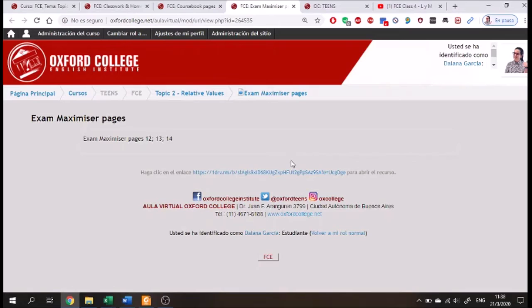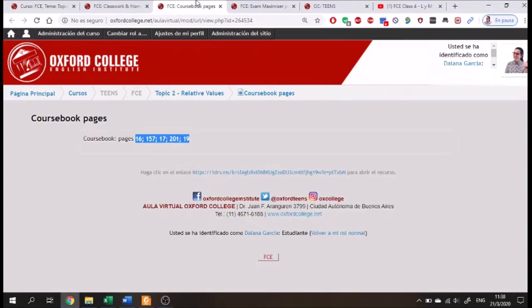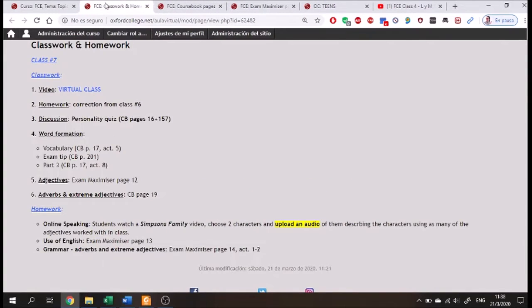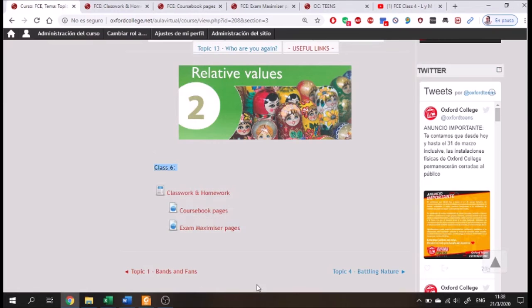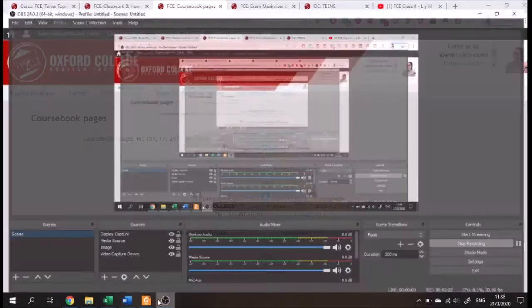Remember, it's not necessary that you print them, okay? You can just look at them at the computer and then write your answers on a sheet of paper. But I think it is going to be much easier if you have all the material on the computer. So you can zoom in, zoom out, do whatever you need to. Okay? So let's get started. In the course book pages bunch, we are going to start working on page 16, that is the beginning of the unit.